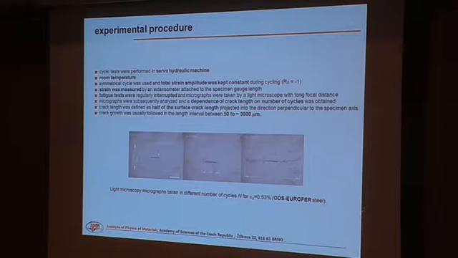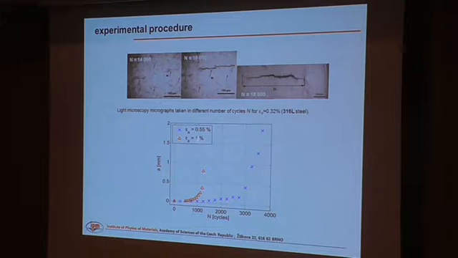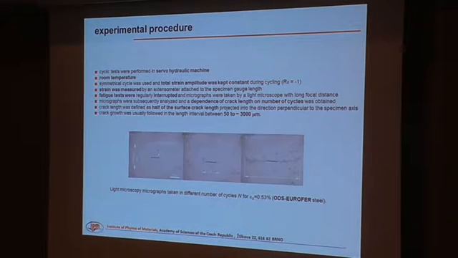Here you can see the light micrographs obtained from ODS Eurofer steel. For example, here it's possible to see photos of 316 steel. So you can see, when you compare these two, that in this area a big FIB notch was prepared, so the crack is propagated from here.